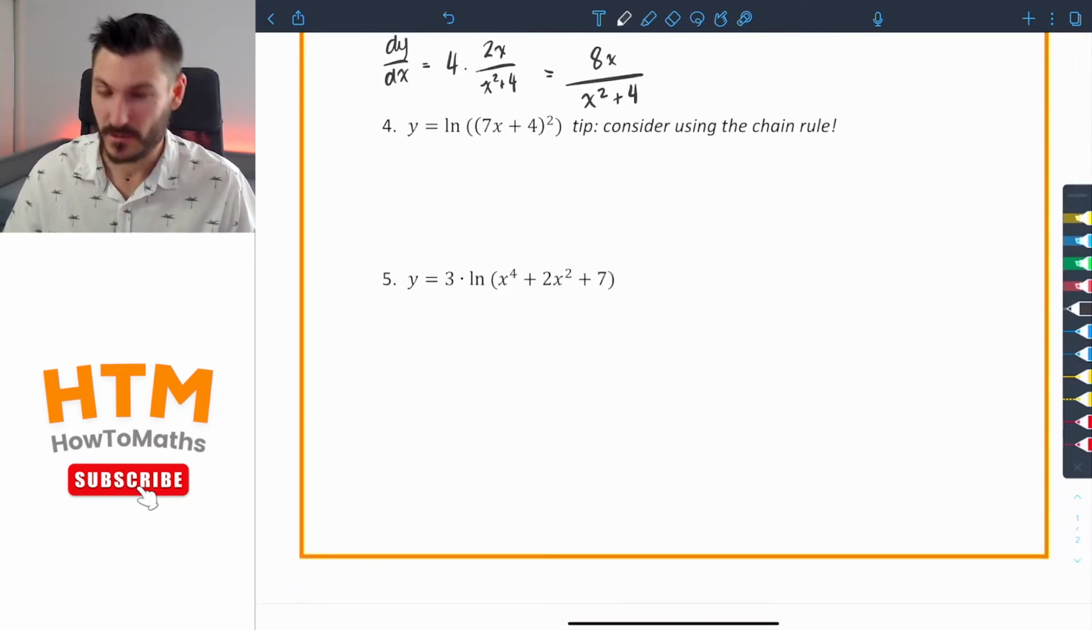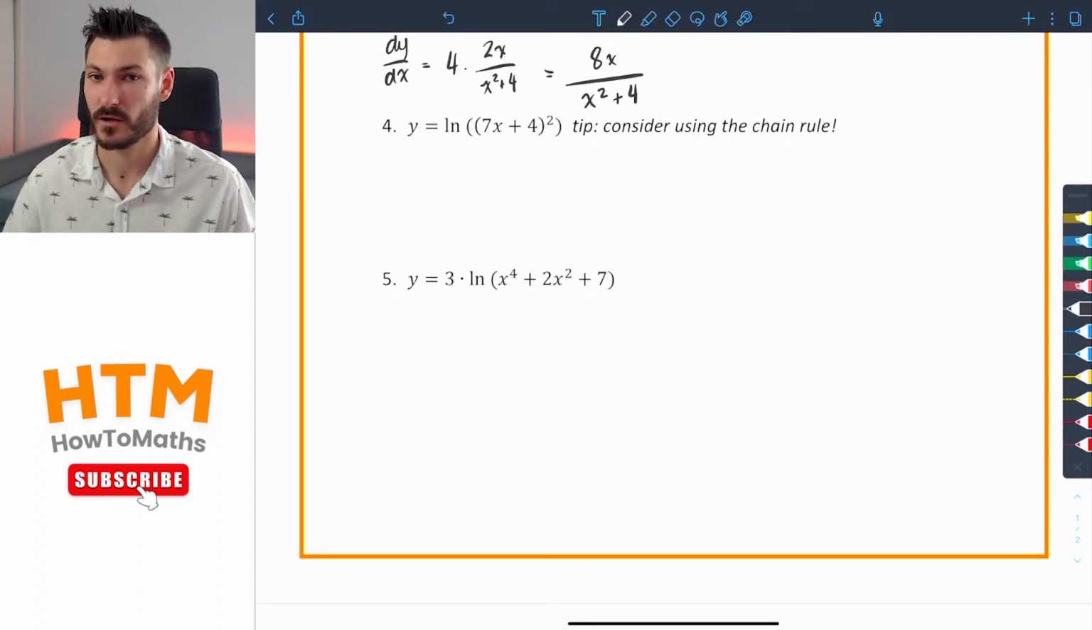Moving on, question 4. Now this one is going to take a bit more space. So I'm going to use the extra working space on the second side of this worksheet.